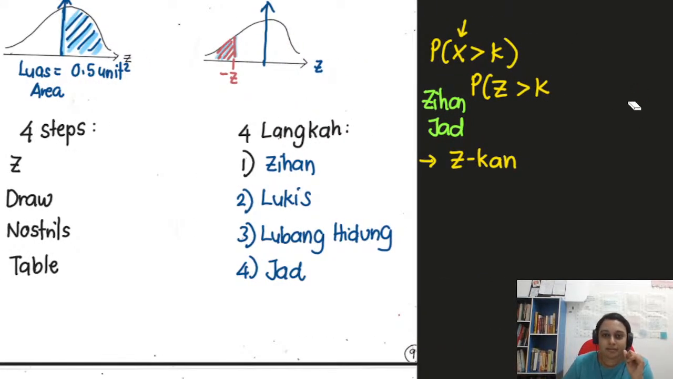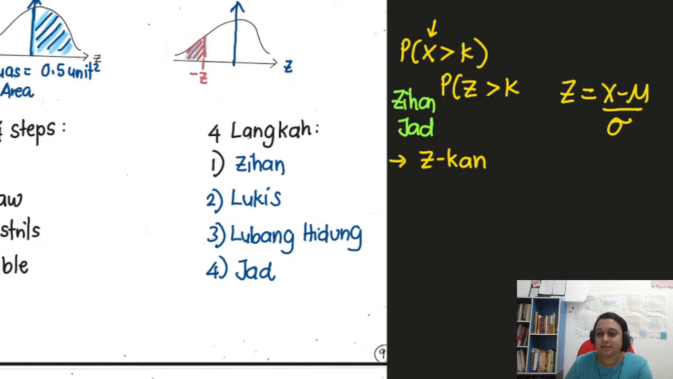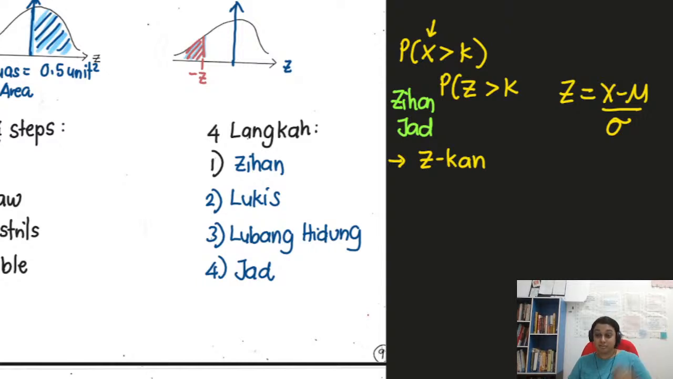Oh, sorry. Formula to tukar kepada Z. X tolak dengan mean bahagi with standard deviation, sisihan piawai. So you must use this formula. If lupa already this, then better refresh back. Okay, so first step you must Z kan.